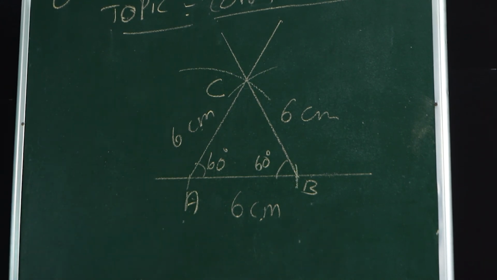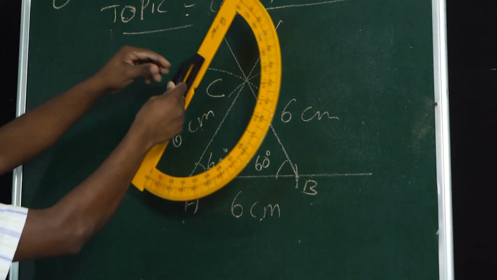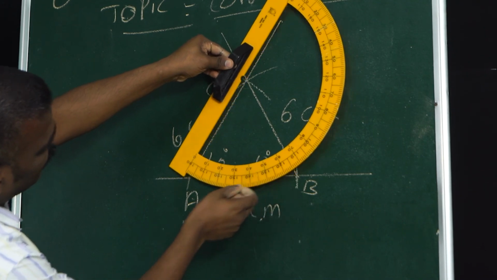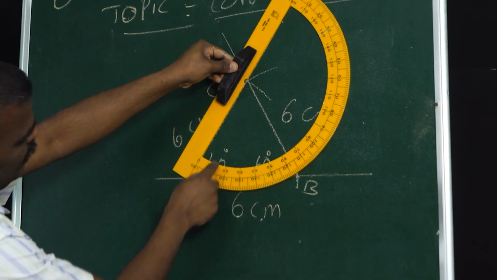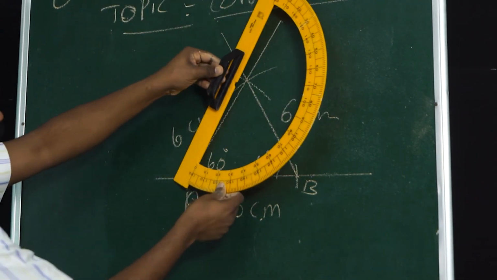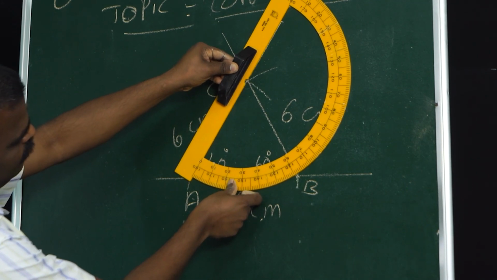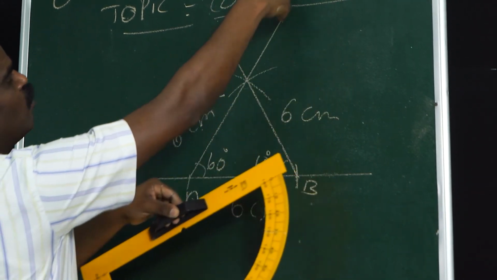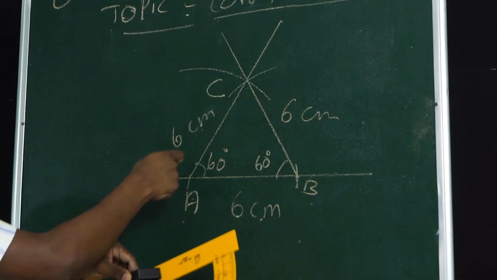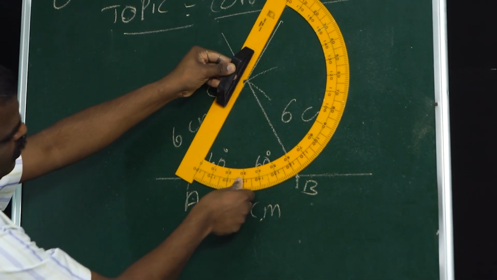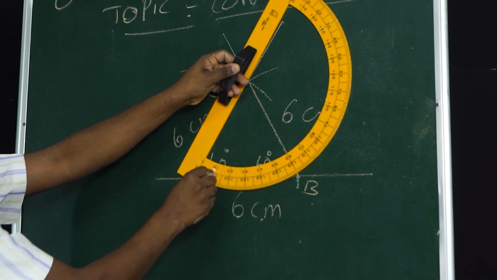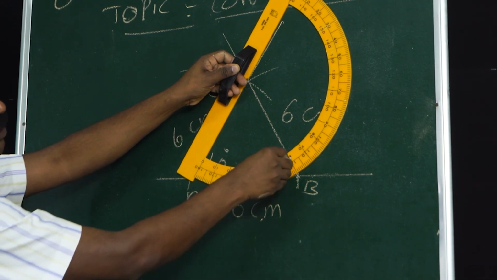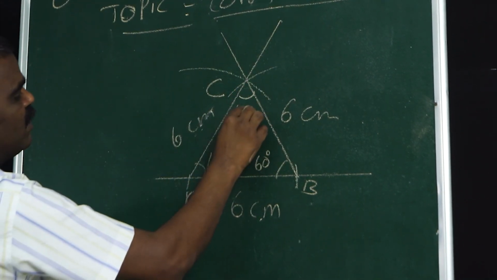If two angles are equal, the third angle will automatically be equal. But anyway, we will measure. How to measure? Keep the midpoint of the protractor at point C, with the bottom line on side AC. Now you cannot count from above, because this side nobody is here. The front of C is A at the bottom. So look at A, the front, and count. 0, 10, 20, 30, 40, 50, 60 degrees coming, right? So this angle also is 60 degrees.